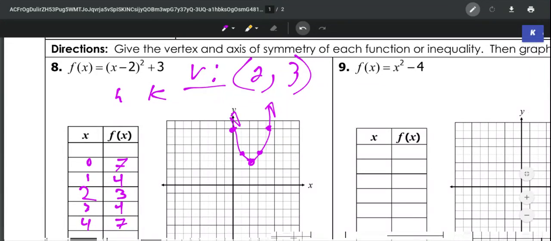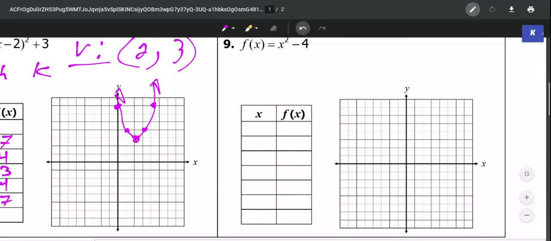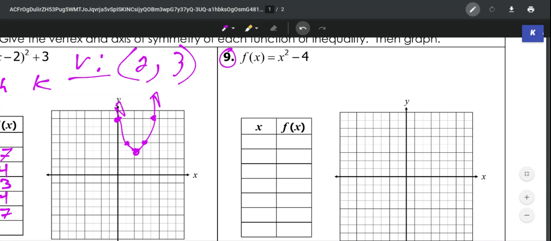All right, and then I'm going to do one more for you. So let's look at number 9. The first thing you're going to do is look for your vertex. Your vertex is going to come from whatever is in the parentheses. In this case, we don't have any parentheses here, so that means h is going to be 0. And then our k is going to be this -4 here, because it's just x squared minus that. Whatever's plus or minus, that's what k is, and we just take it out like it is. So it's going to be -4. So our vertex is (0, -4).